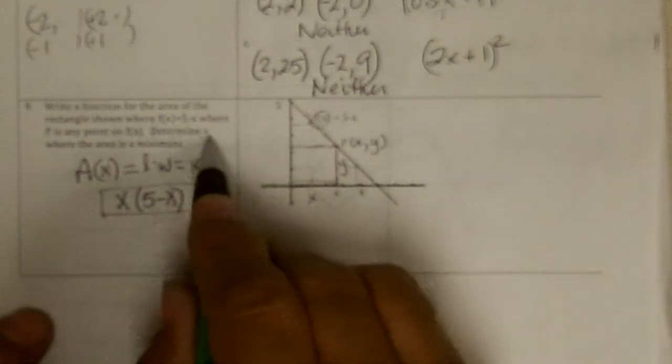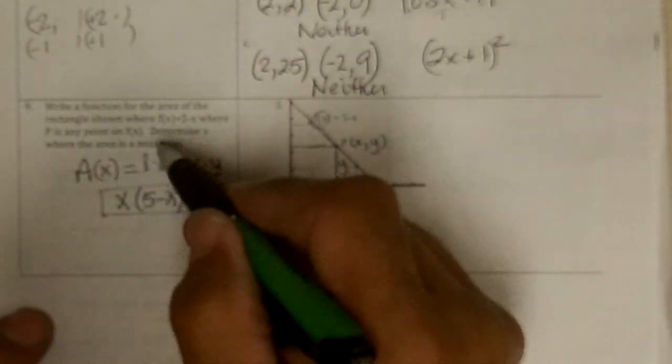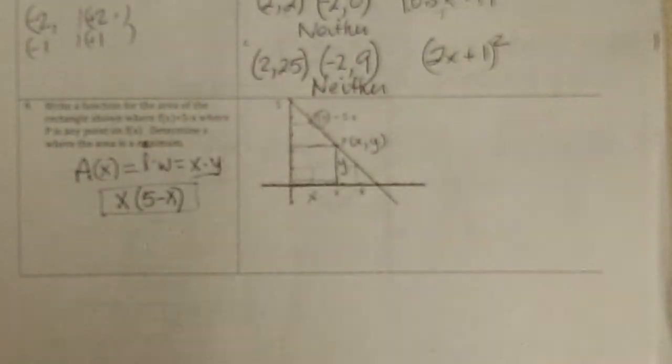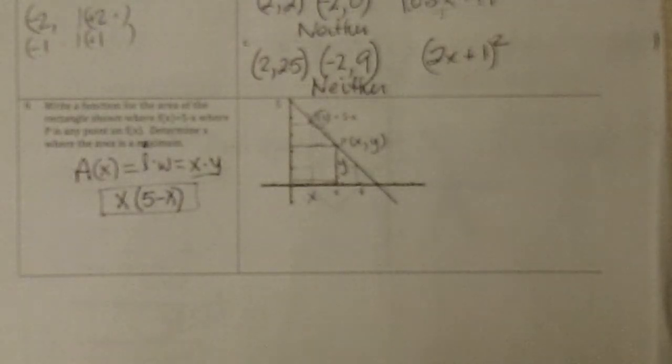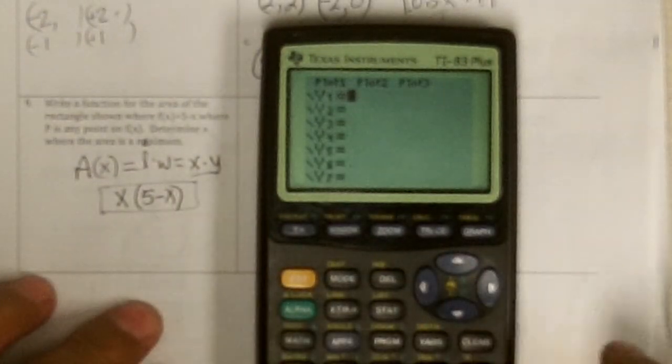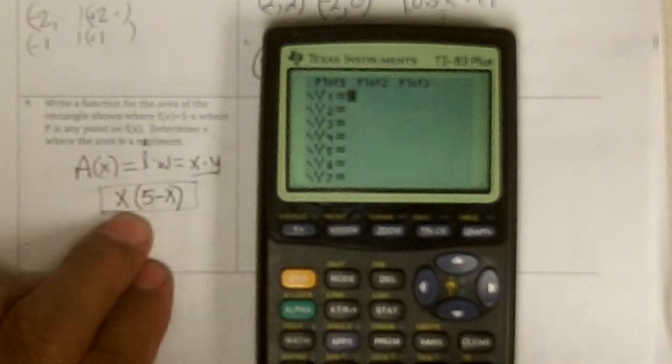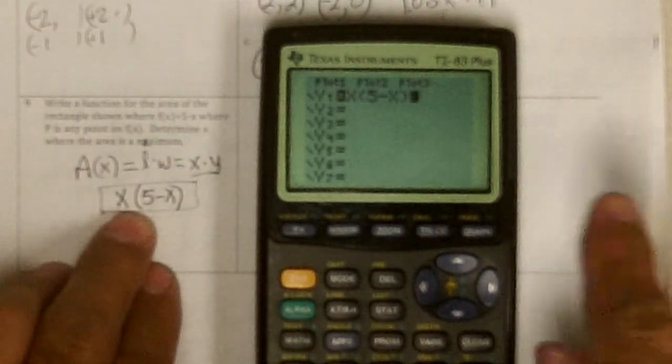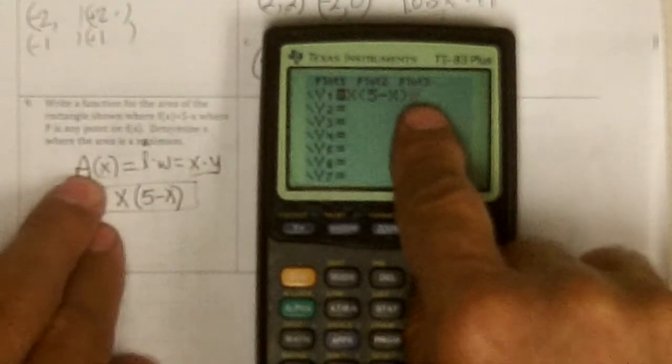There's the area as a function of wherever P ends up. Then it says determine the x where the area is, and that's supposed to be maximum. So we could do that by typing this into the calculator. Go to y equals, clear this out, and type x times parenthesis 5 minus x close parenthesis, and this will give us the area.